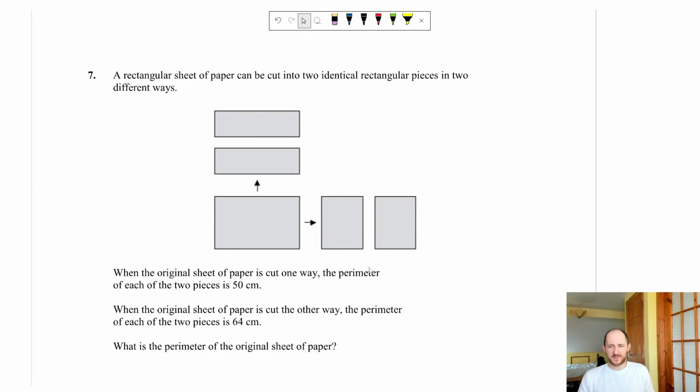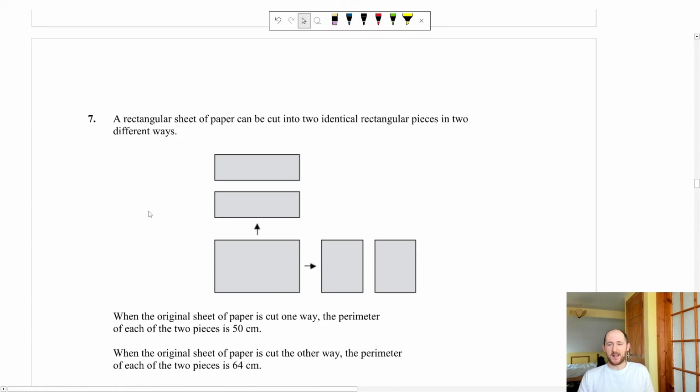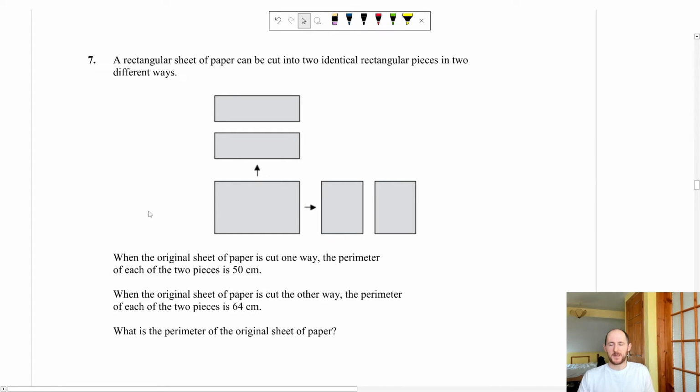I've seen this type of question before, but when I read it, it's actually very different, which is making me happy. So, we have a rectangular sheet of paper that can be cut into 2 identical rectangular pieces. Remember, if it's 2 identical, then that means they're cutting it in half. So in this case, they're cutting it horizontally in half. In this case, they're cutting it vertically in half. And it changes the perimeter of the sheets of paper.